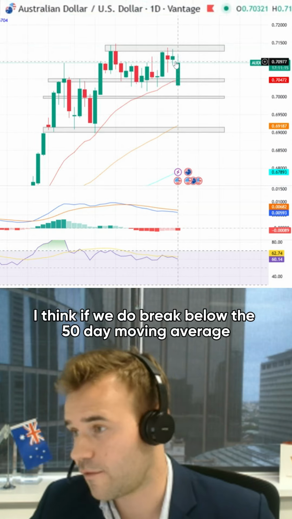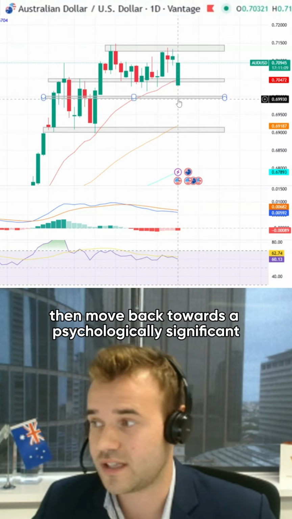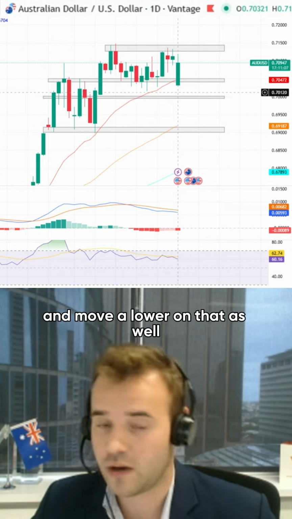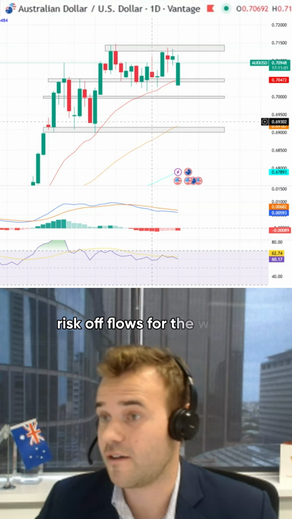For prices now, I think if we do break below the 50-day moving average, we could see it then move back towards a psychologically significant 70 cents and move lower from there as well. But that is very much a long-term play, and it could be very much driven by risk on, risk off flows for the week.